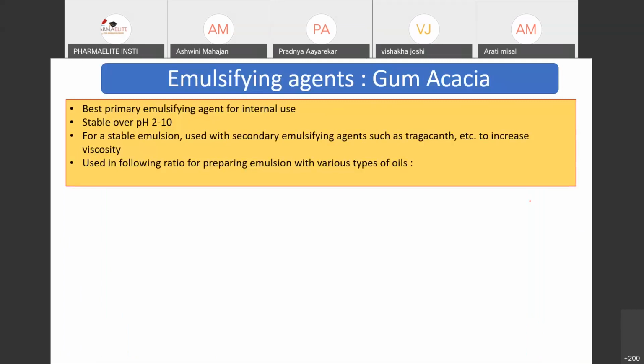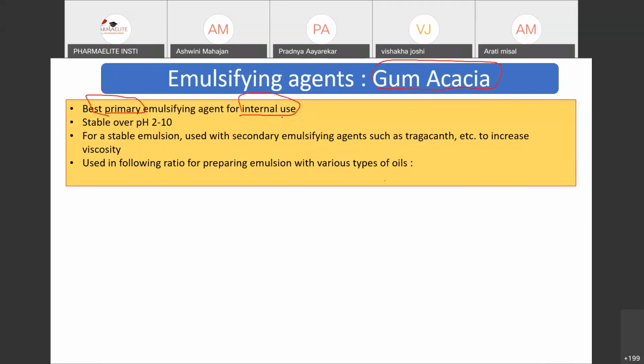All right. Now we are coming to the most important question, which has been a part of your GPAT question multiple times. So, talking about different gums which are being used as emulsifying agents. As we discussed initially, it's most of the time a combination of your gums. It's not a single emulsifying agent which is being used to prepare an emulsion. So when it comes to gum acacia, it is being used to a great extent. It is the best primary emulsifying agent when it comes to internal applications.